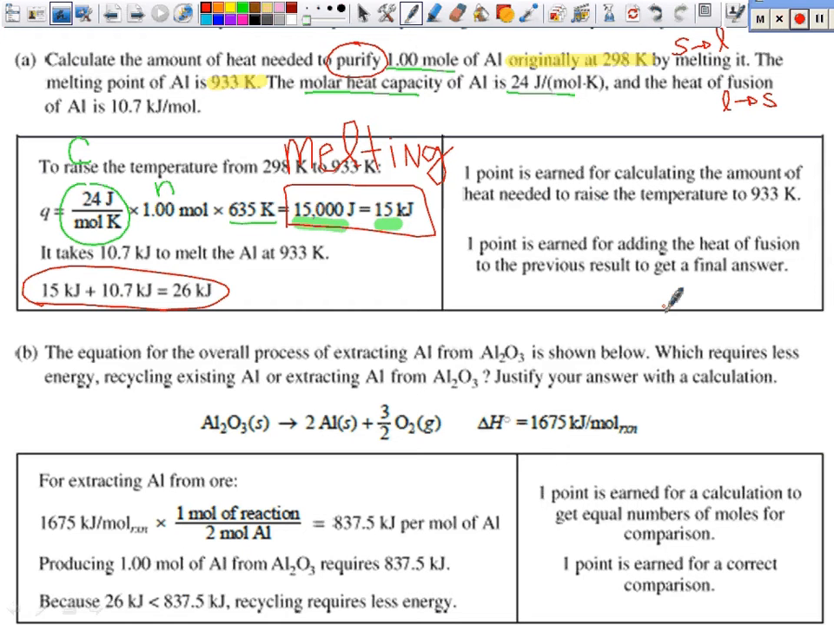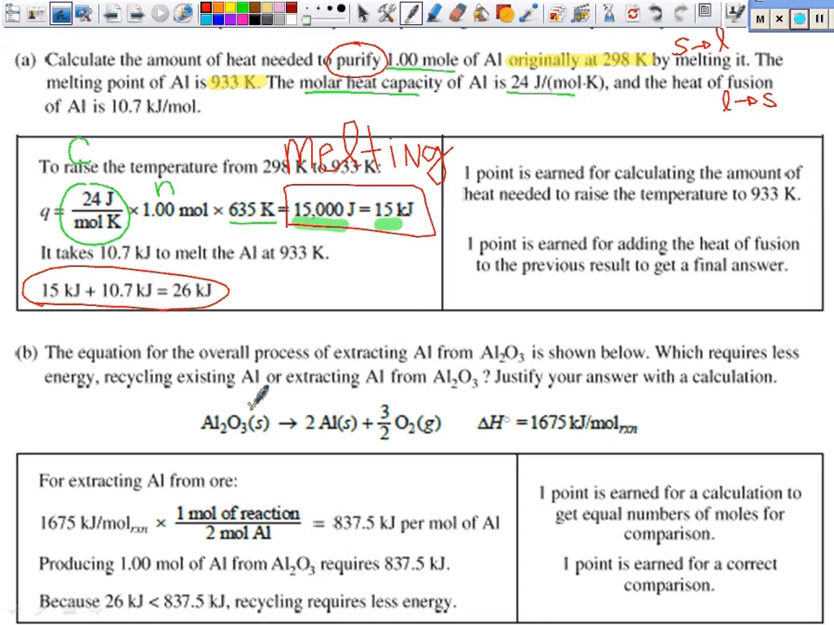Which requires less energy? The recycling of existing aluminum. How much energy did it take to recycle aluminum? 26 kilojoules. Or extracting aluminum from the aluminum oxide. Justify your answers with the calculation. And then it gives you this thing, and it tells you the aluminum oxide, first of all, is it an endothermic or exothermic reaction? How do you know it's endo? It's positive, okay?